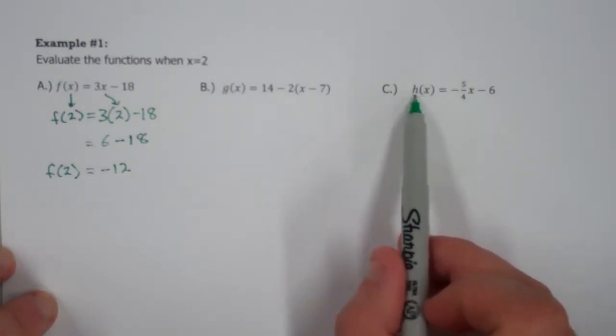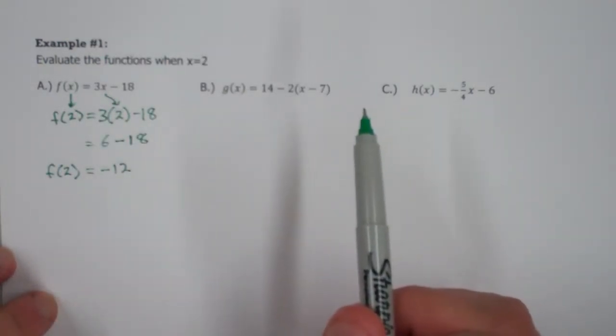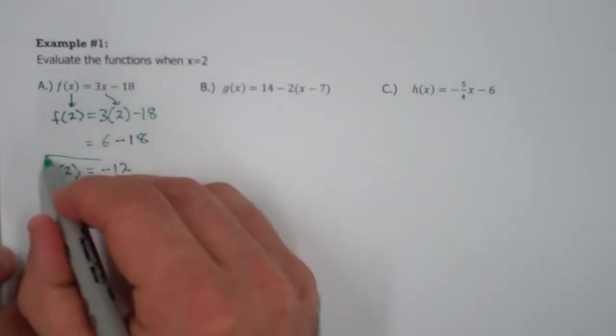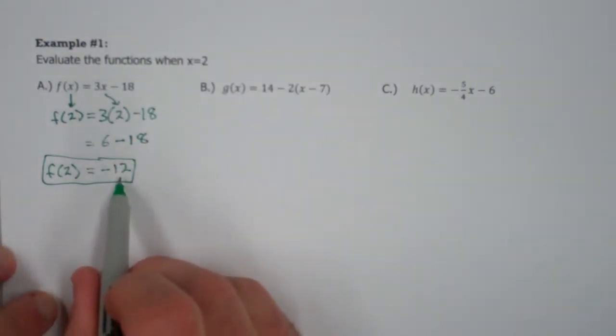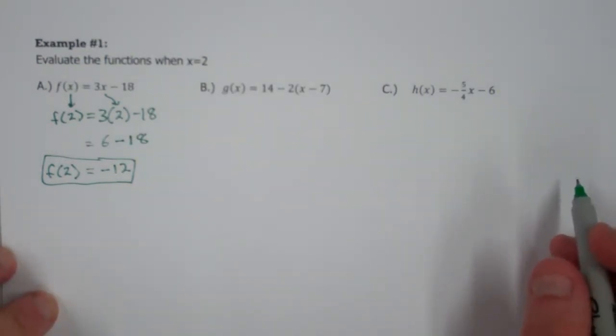It does not mean to multiply the h and the x, the g and the x, or the f and the x together. That's not what it means. It just identifies which function it is. So our answer here would be the output is negative 12 when the input is 2. Those are good words to use when you're talking about functions.